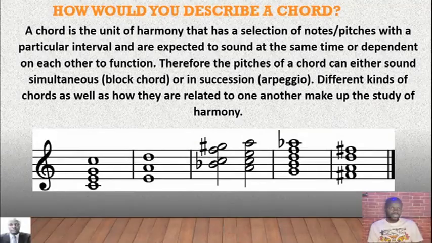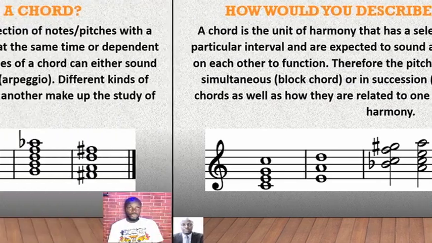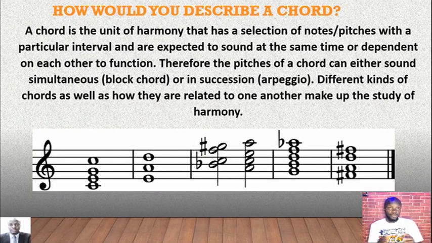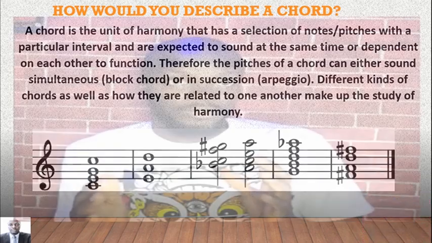The question is, how would you describe a chord? A chord is the unit of harmony that has a selection of pitches or notes. When we're talking about chords, we're referring to a group of pitches that are carefully combined together, and are probably played together or played independently, but at the end of the day, all these notes are interrelated. Particular intervals are expected. Each of the notes that form a chord are related by a specific kind of interval, by the number of semitones or the number of tones between a note and the next.